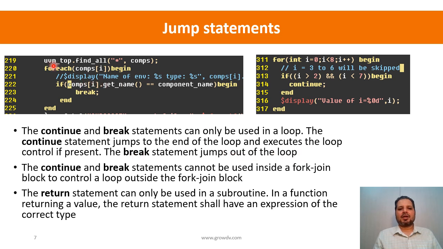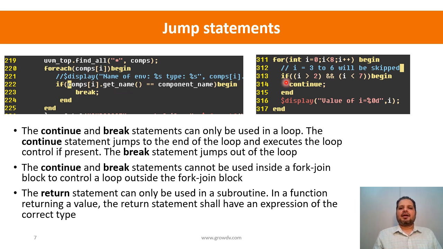Here, for example, we are getting all the components, and then it returns. We have comps, which is the queue, and we are using the foreach to go through each of the items, and if that item name matches some component name, then we want to break, because we have found it and we want to do something with it. As soon as you are looping through something and certain criteria is met, and you want to come out of the loop to use that element and do some further processing, then you use the break statement.